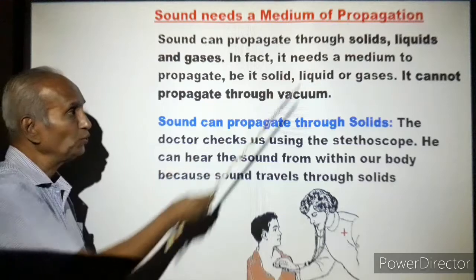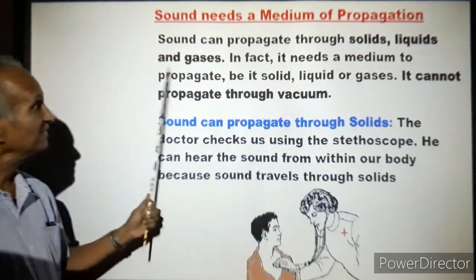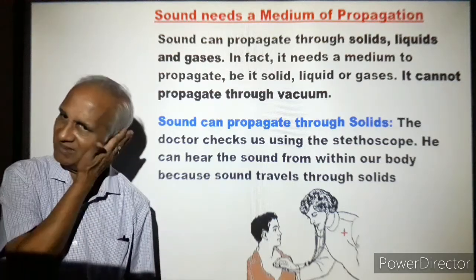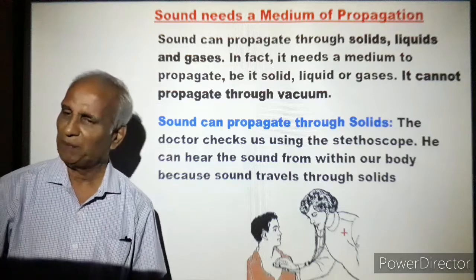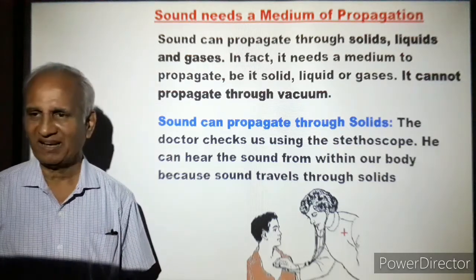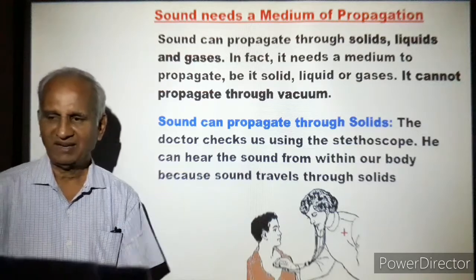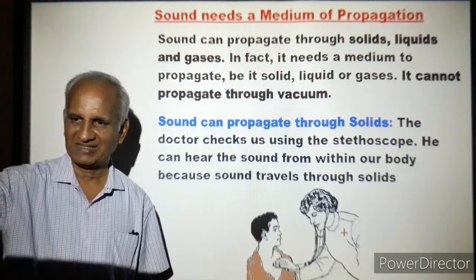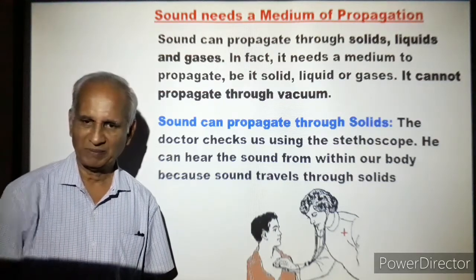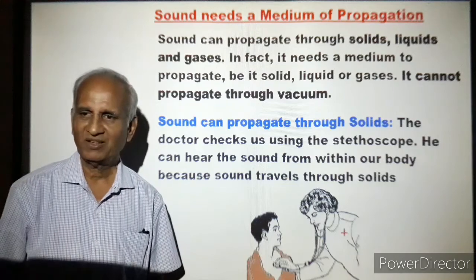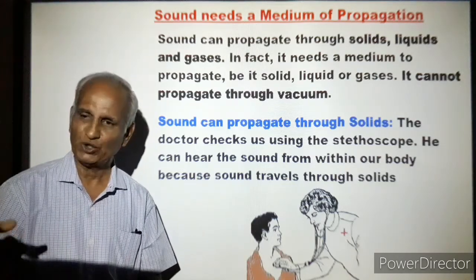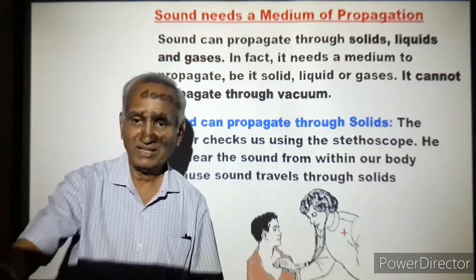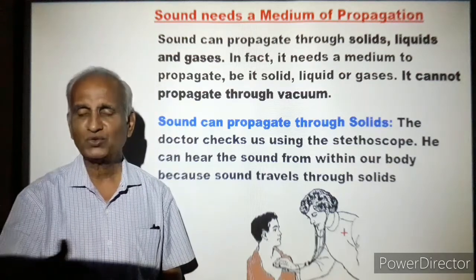Sound can propagate through solids, liquids and gases. See, you just lie down on the table, keep your ear pinna close to the table, and with your fingers you start beating the table at a distance. You start tapping the table. You start knocking. You hear different kinds of sounds. You really enjoy that because the sound here is not traveling through air, it is traveling through a solid. It is traveling through wood.